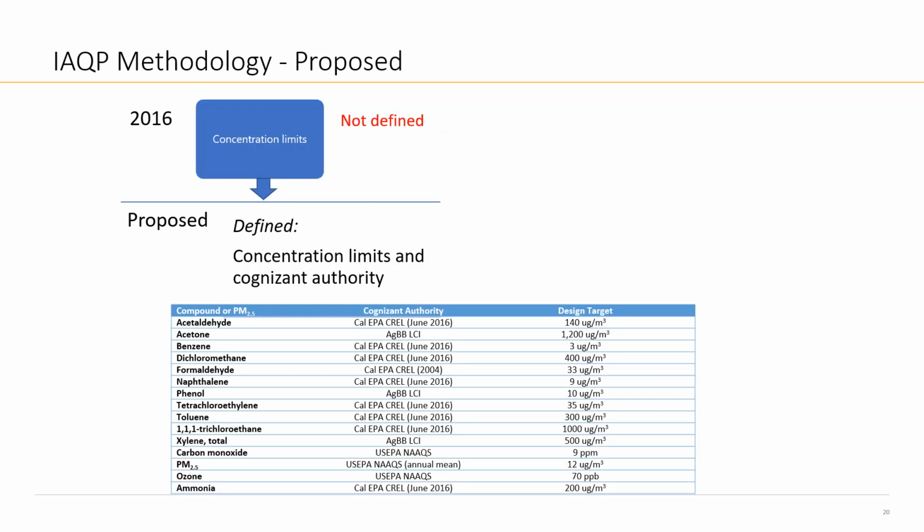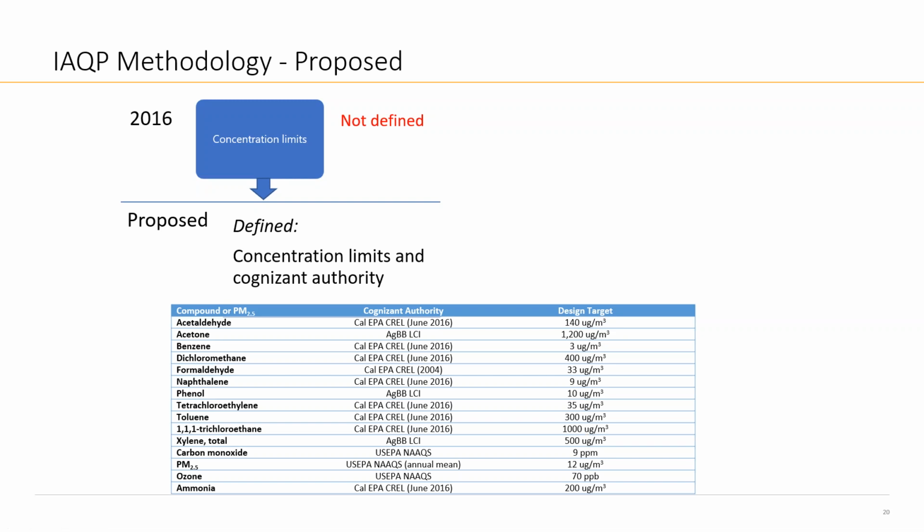Moving on to concentration limits. So this is the list, and instead of concentration limits, they call them design targets. Part of this procedure is that this is the minimum list. You can use more if you want. And these design targets came from a cognizant authority.